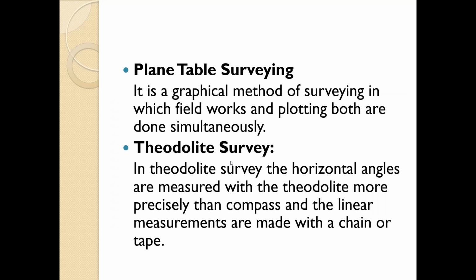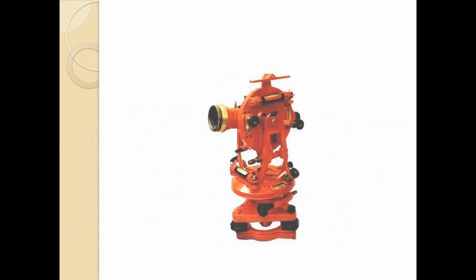Next is the theodolite survey. In the theodolite survey, the horizontal angles are measured with the theodolite more precisely than with a compass, and the linear measurements are made with the chain or tape. So this is the instrument called the theodolite. Here you can see the theodolite.